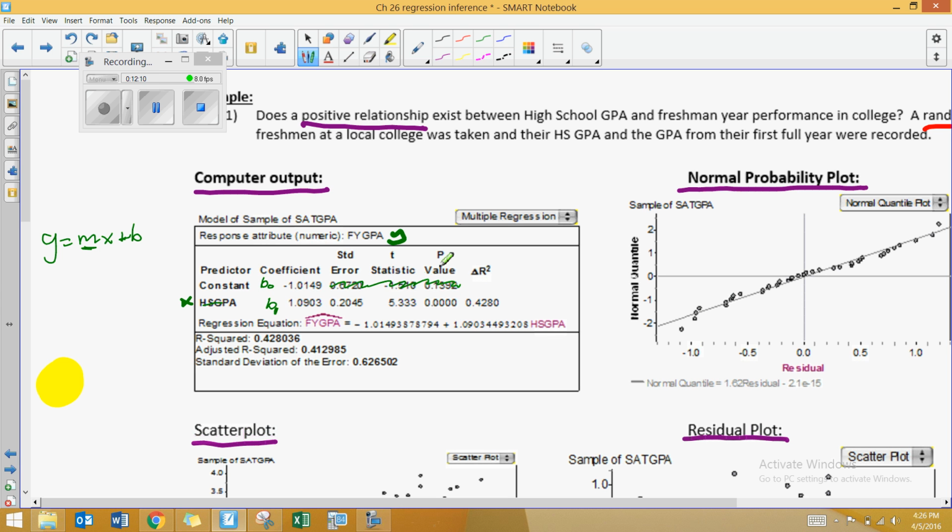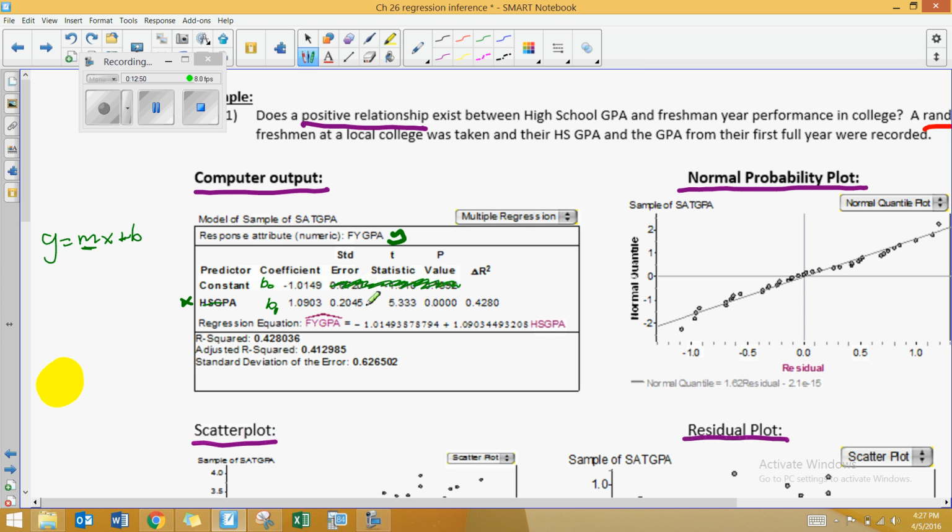And let's think about that in context. So a high school GPA of 0, realistically, that individual did not make it beyond high school. So they probably will not have a freshman year GPA that we'll be able to predict or even actually observe. So a high school GPA of 0 doesn't really make sense. We wouldn't really want to use these values to test anything to do with the y-intercept. But that's what those are there for if we ever do.